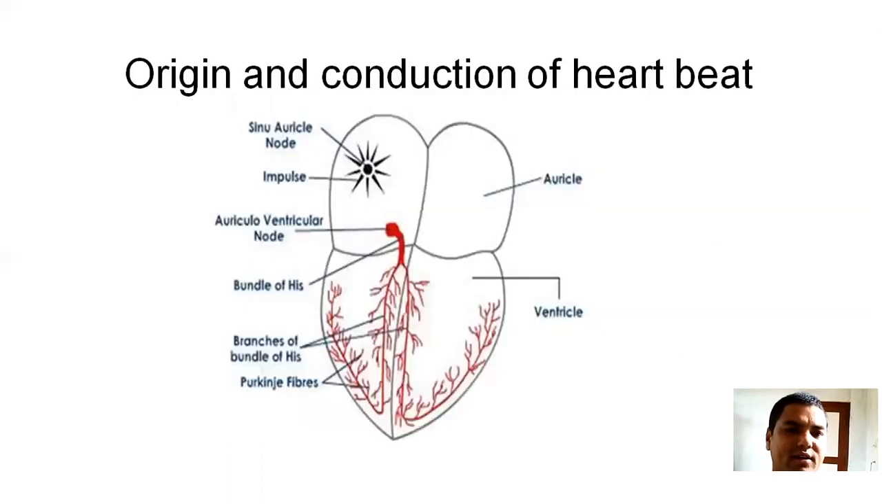See here, the figure shows the pacemaker at the right auricle. The SA node or pacemaker releases the electrical signal and it is received by the auriculoventricular node. It is spread through the bundle of His, and the bundle of His transmits the electric signal to the Purkinje fibers and contraction of the ventricles occurs.